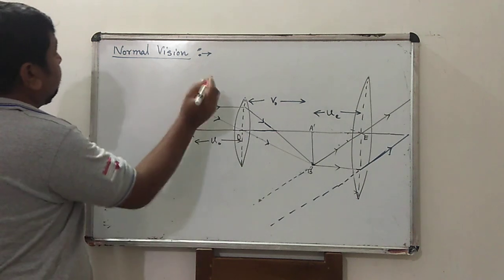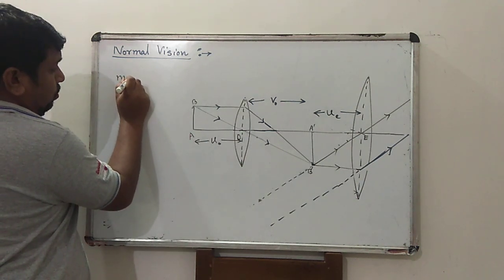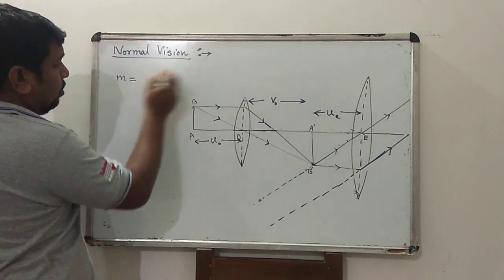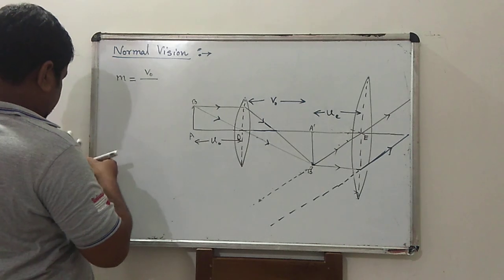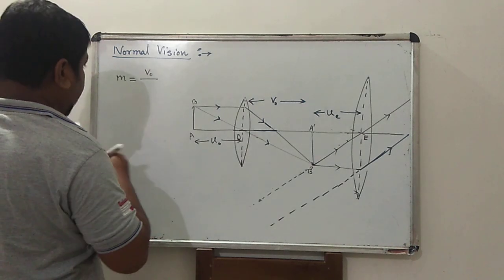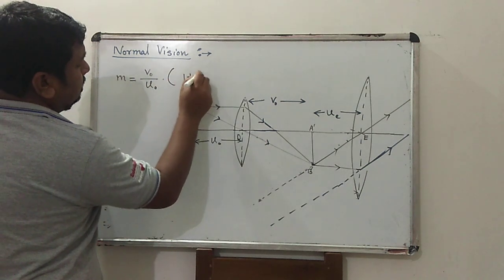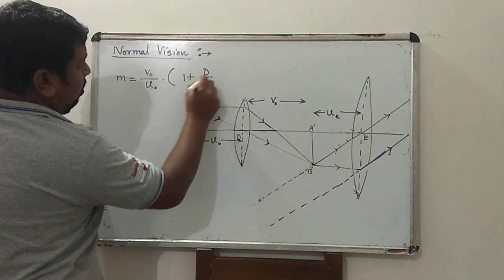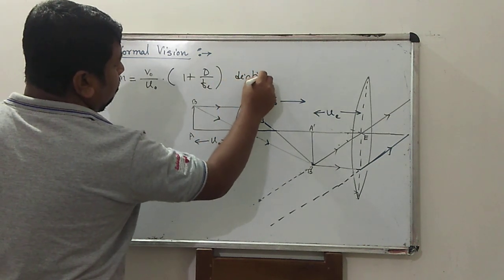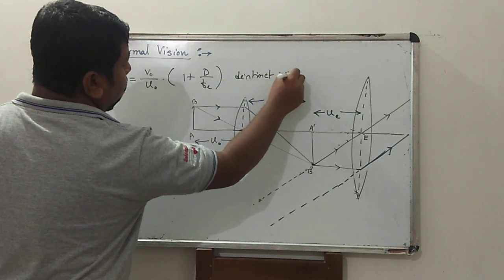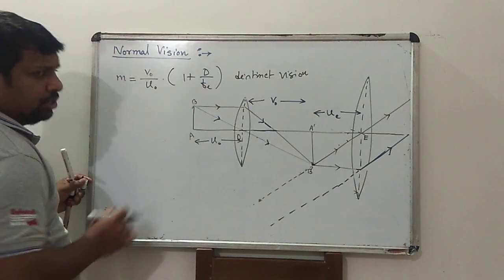We get the magnifying power of the compound microscope as m equal to v naught by u naught into 1 plus d by fe, for the distinct region.